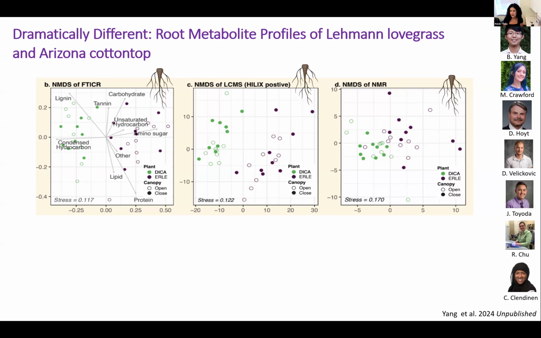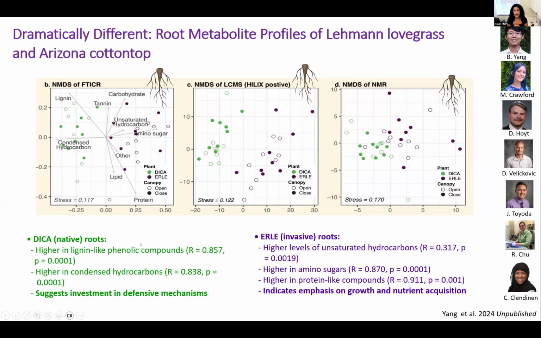Now, to understand which kinds of metabolites are driving this separation, we can overlay on this plot the different classes of compounds. I'm showing the data only for the FTICR because it's easier to look at. If you look at panel B, you can see that for the invasive species, which is in purple, we see higher abundance of amino sugars, proteins, and sugars throughout. And this high abundance of these labile compounds suggests that the invasive species have a lot of emphasis on growth and nutrient acquisition.